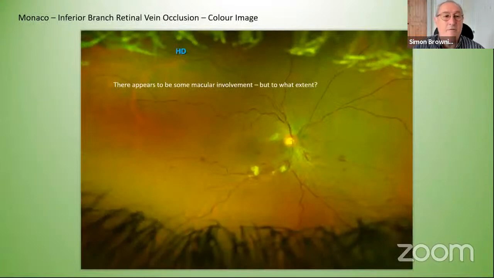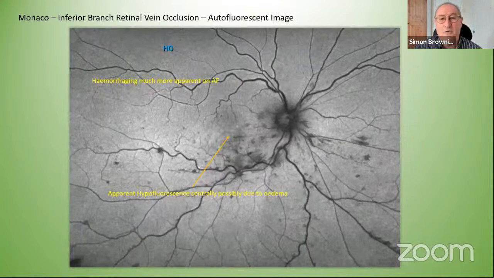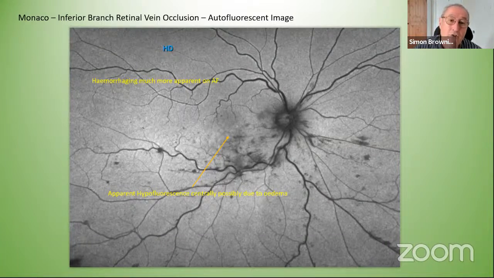Again, we've got an inferior branch retinal vein occlusion, classic sign there. Is there macular involvement? If so, how much? There looks to be involvement because there's blood there, but how much? You can't tell from a color image. You can certainly see the blood far more from an autofluorescent image. You can see apparent hypofluorescence centrally, which probably means it's due to edema, but you can't tell the extent of it.